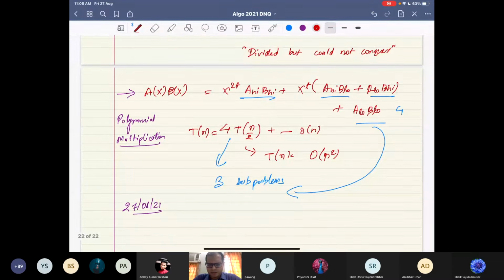So yesterday we were discussing how we can improve this efficiency. Right now we have 4 subproblems, each of size n by 2, multiplying two polynomials of n by 2 terms. What can I do to improve this? One thing that came to mind is that instead of 4 subproblems, if I can reduce that to 3 subproblems, then I'll get Tn as 3Tn by 2 plus On, and that will surely be less than order n square. But how can we do that with less than 4 subproblems?